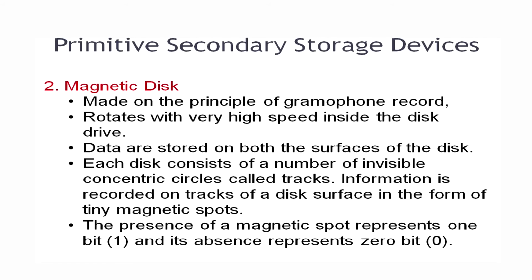It rotates at very high speed inside the drive. Data is stored on both surfaces of the discs, and each disc consists of a number of invisible concentric circles called tracks, and the information is stored on these tracks. The presence of 1 means the data is present, absence means the data is not present. So, 1 and 0 is stored accordingly. A floppy disk is similar to a magnetic disk with a case on it.